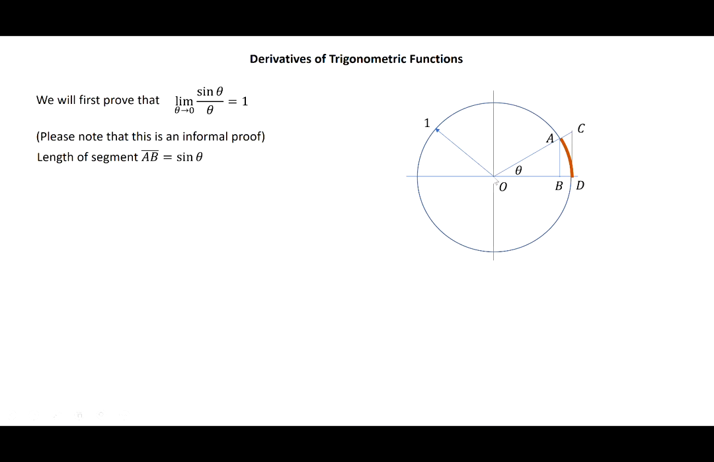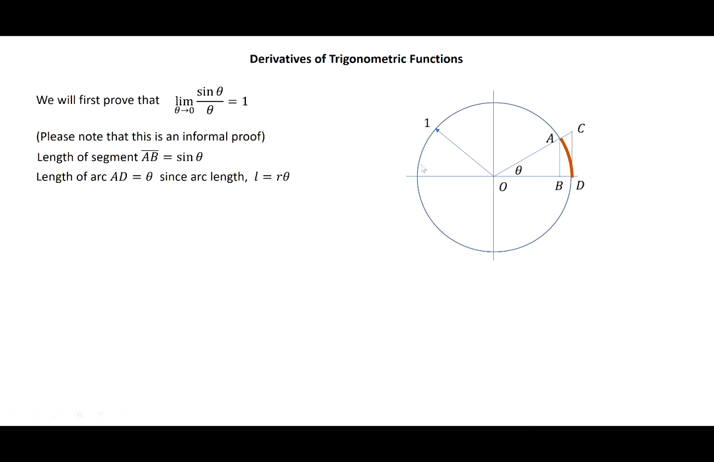But what is the length of OA? That is 1, because that's the radius of the circle, and we already said that the radius of the circle is 1 unit. So we have sine theta equals AB over 1, which is AB. That's why I said the length of segment AB is sine theta.